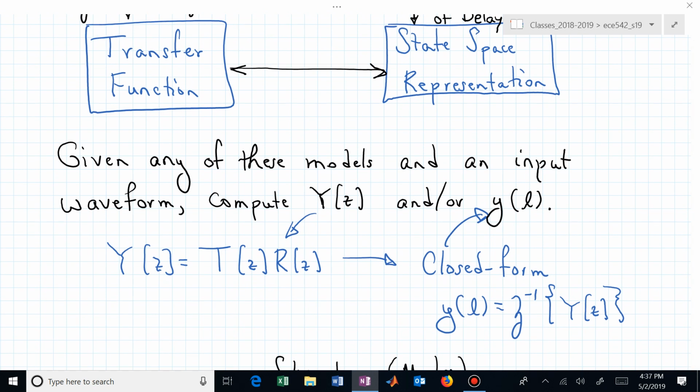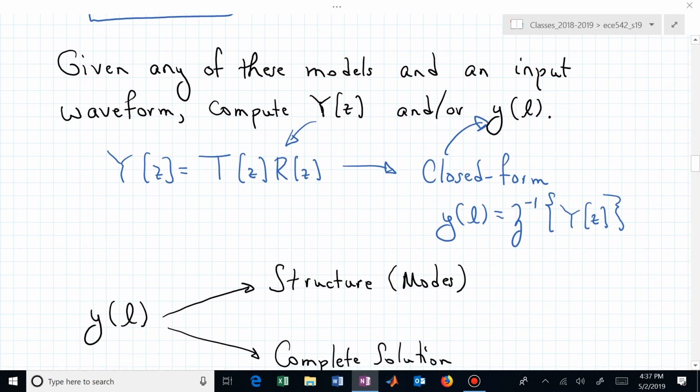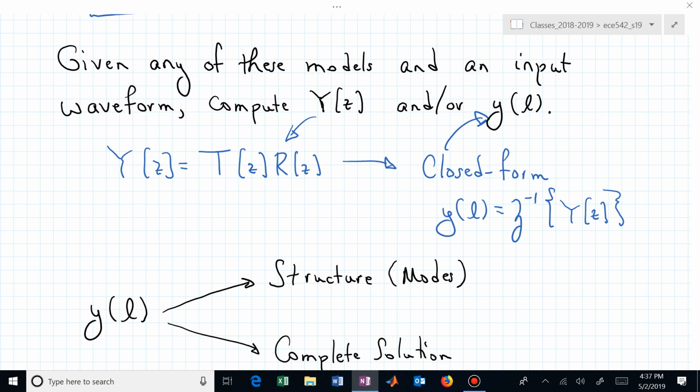Similarly, if I give you any of these models and an input waveform, can you tell me something about the output that you would expect to see? And that output could be the structure, what are the modes, where are our poles, or it could be the complete solution. If I say a closed form solution, now it's not iterate to a particular value k or a particular value n, it's give me the expression that you can plug any value of k I want, or any value of L I want, and maybe I need you to calculate Y at time 16.